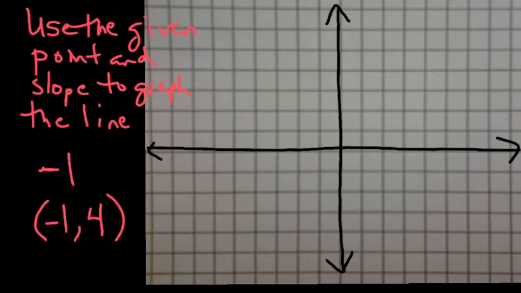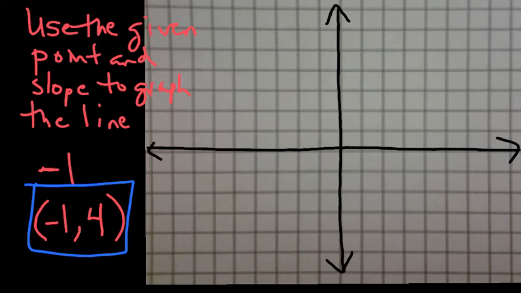Okay, now that we know what slope is, we can do something else with it. Sometimes the book is going to give us the slope and a point and ask us to graph the line. So the directions will say use the given point and slope to graph the line. And then they will give you the slope and they will give you a point. So what you need to know is when you do this, the point is the starting place. It's like playing a board game. The point is where you're going to start.